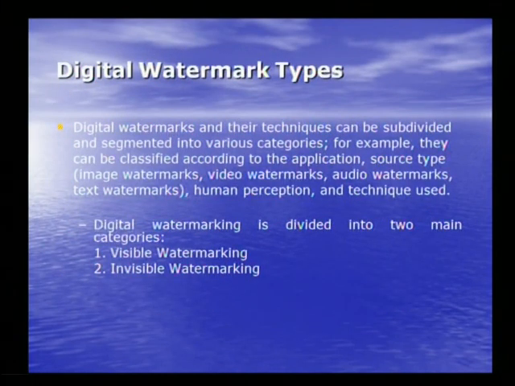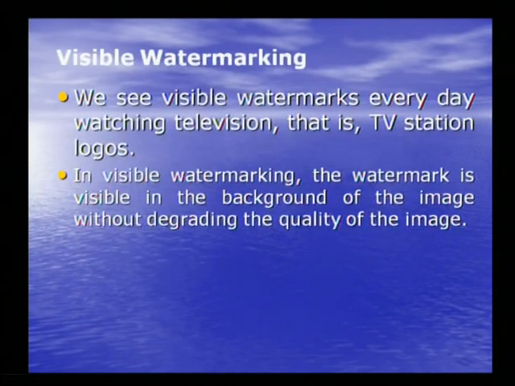Digital watermark types. As we have seen, they are divided into two main categories, visible watermark and invisible watermark. What is a visible watermark? We can see visible watermarks every day watching television, that is TV station logos. Suppose we are watching Sony TV, then the logo is visible in it. In visible watermarking, the watermark is visible in the background of the image without degrading the quality of the image. Degradation means the quality of the image. If you insert a watermark in it, the quality or imperceptibility of the image is the same.